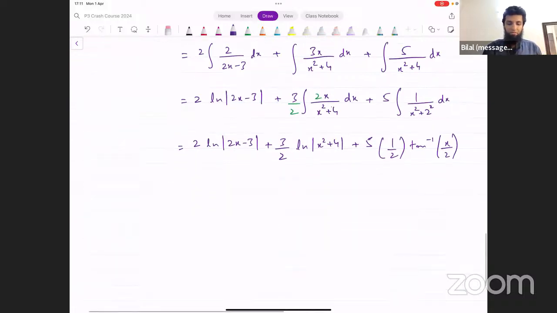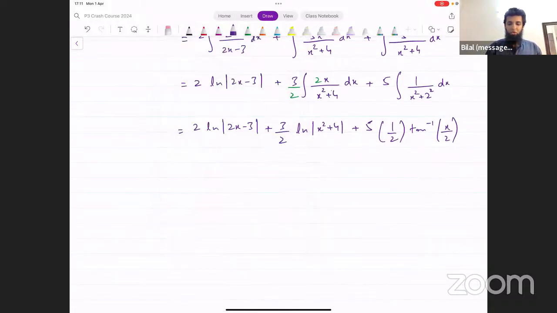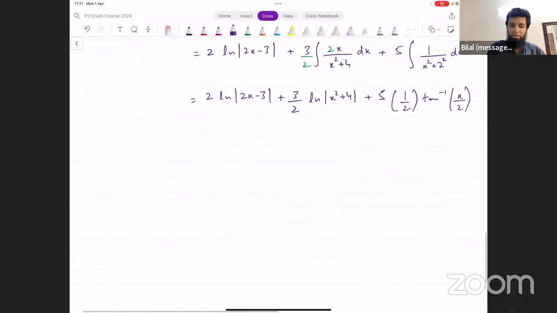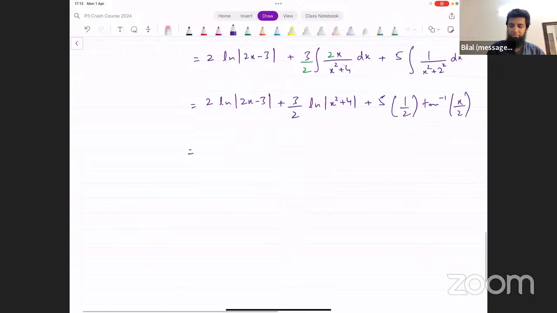So how can we do that? This is 2 into ln of 2x minus 3, 3 over 2 into ln of x squared plus 4. How can we make it a single ln term? Any idea? So the 2 and 3 over 2 can go to power. They have to go to power, right? We can't use the multiplication law otherwise because we have different numbers outside. We can't use multiplication law in this form. We would first need to take these numbers to the powers.